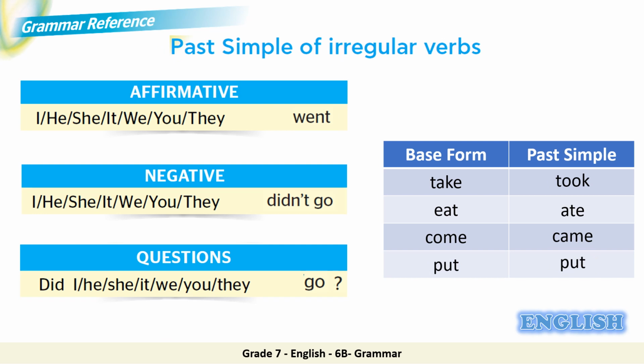On the other hand, the forms of the past simple of irregular verbs are the same. The only difference is, how do we form the past simple of the irregular verbs? Well, we have a list of irregular verbs and we have to study it as it is. And here we have some examples. Take, took; eat, ate; come, came; put, put.